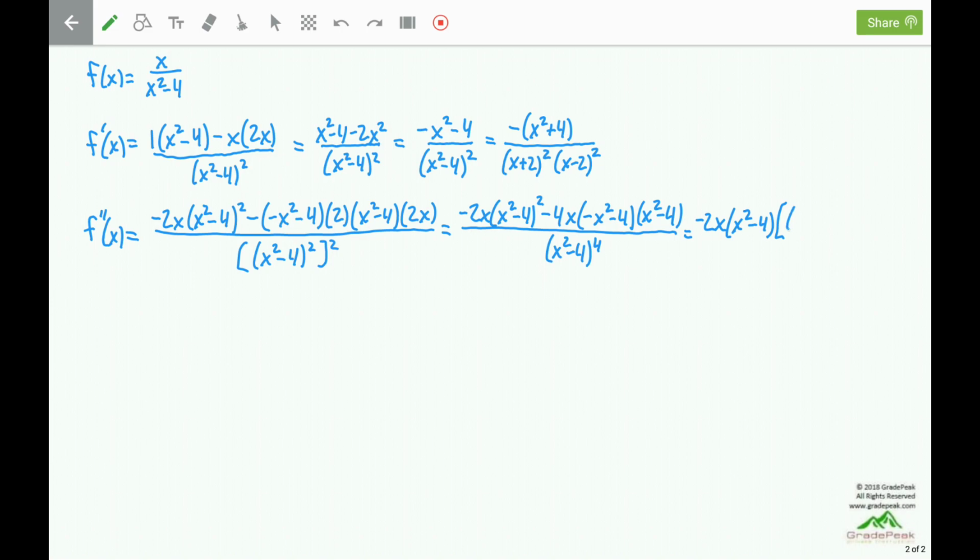So what was left over was an implied positive 1, which we don't need to write, times an x squared minus 4, and then a plus 2 times a negative x squared minus 4. All of this is divided by x squared minus 4 to the fourth power. Now we can cancel the factor that we brought out. It was to the first power. With one of the powers in the denominator, it will leave behind 3 powers. Now it is 1 power higher than what it was in the first derivative, as it should be.